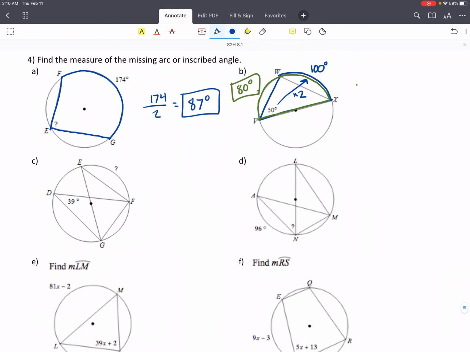Part C, once again, I'm going to start at the angle that I've been given, and I just like to highlight the chords that create that angle because now it gives me a clear picture of the intercepted arc. I'm going to times 39 by 2, and I'm going to get 78. And I have a diameter, which means I can do 180 minus 78 to get 102 degrees.